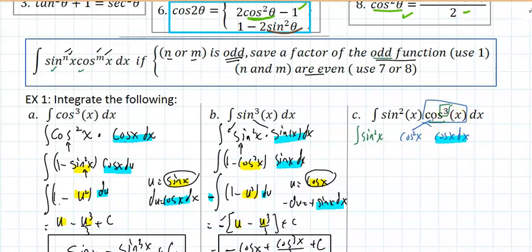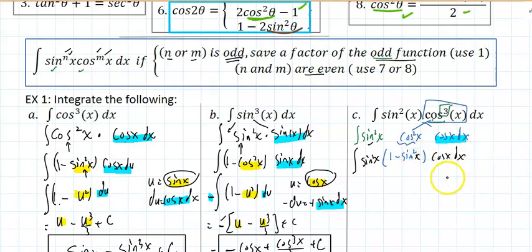What do you let u equal to get a cosine? You let u equal the sine. So this sine is fine. But this cosine I need to get rid of. I know what cosine squared equals. That's 1 minus sine squared of x, cosine of x dx. I'm sorry, I'm so stuck on u.